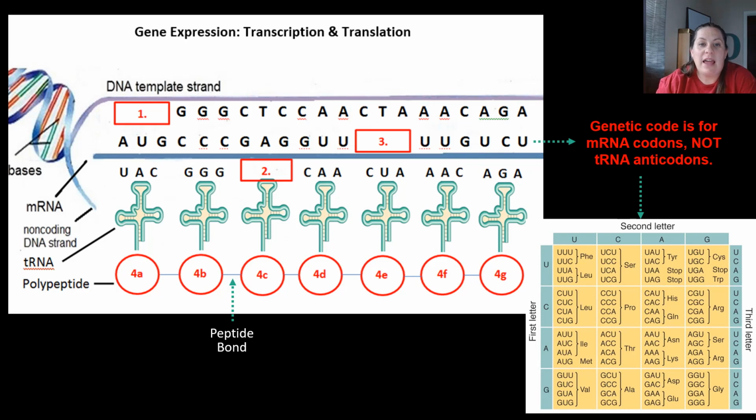Now, remember that the lines between these pearls are going to be peptide bonds, because peptide bonds are what we see with proteins, and AUG is going to be the start of translation.